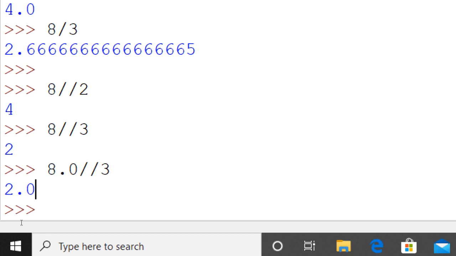So just remember one thing: if you want your answer to be in decimal, then always go for single slash, because single slash will give you the answer accurately. But when you want your answer to be an integer, not a decimal, and you don't want to go further in decimal calculation, then always use double slash for it.